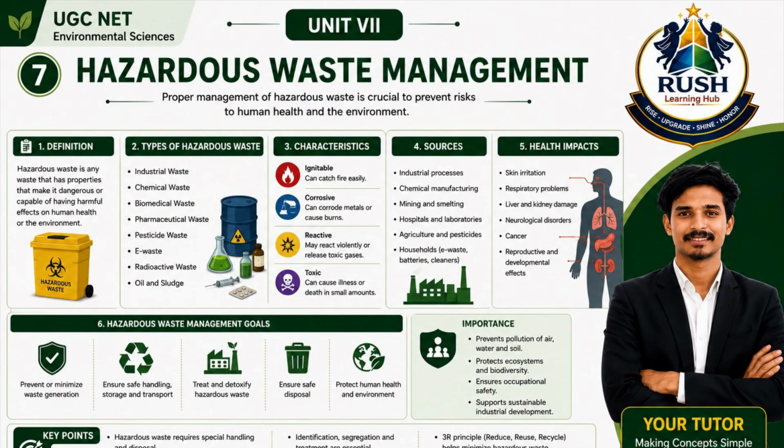The third type is agricultural hazardous waste. Agriculture generates hazardous waste in the form of pesticide containers, herbicide residues, insecticides, and chemical fertilizers. Improper disposal contaminates soil and nearby water bodies. The fourth type is electronic hazardous waste. Discarded computers, mobile phones, batteries, televisions, printers, and other electronic devices contain hazardous metals such as lead, mercury, cadmium, and chromium. Improper recycling exposes both workers and the environment to toxic substances.